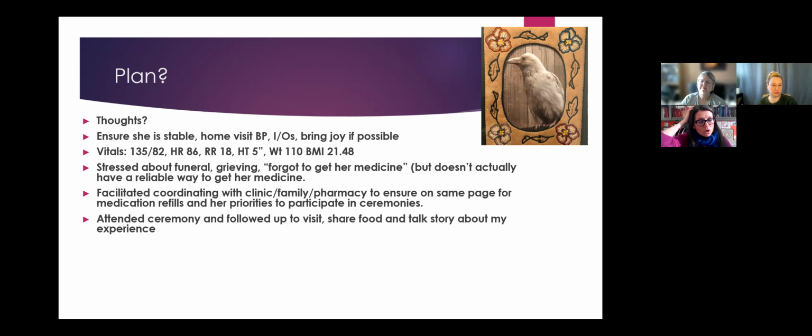So her most important priority is being able to attend ceremonies, especially those that honor those that have departed. And in this case, she was able to attend future ceremonies. So I was able to attend this particular funeral and then come back and visit with her and share a story with her. And she was able to make it to future ceremonies. Next slide.